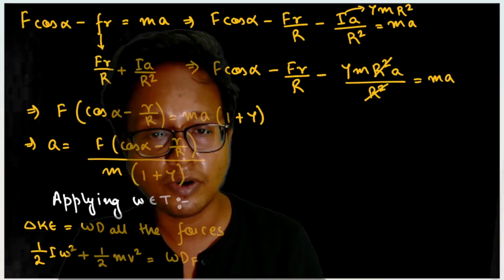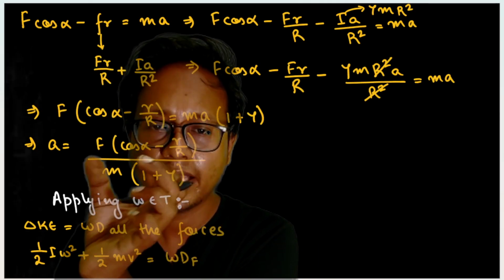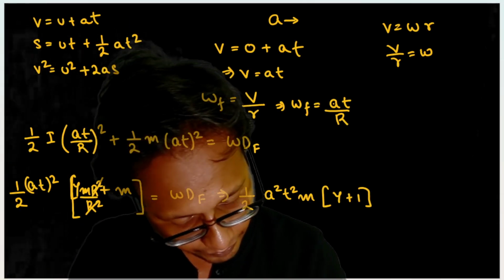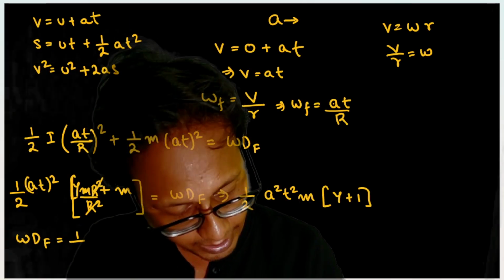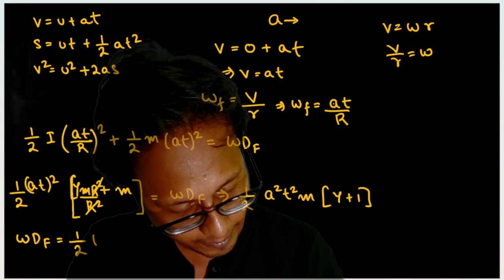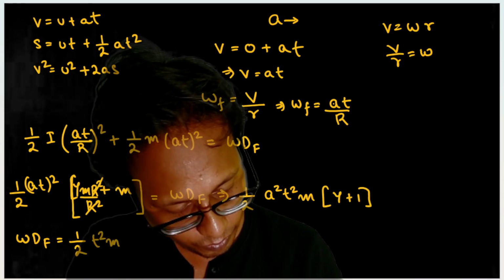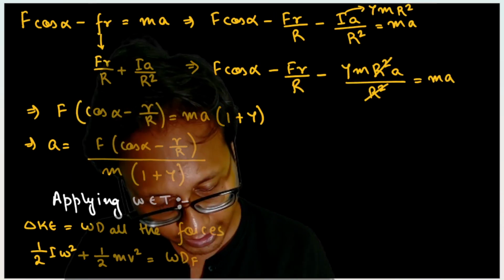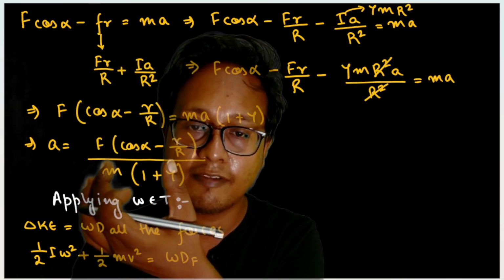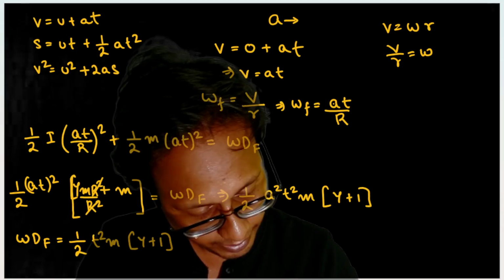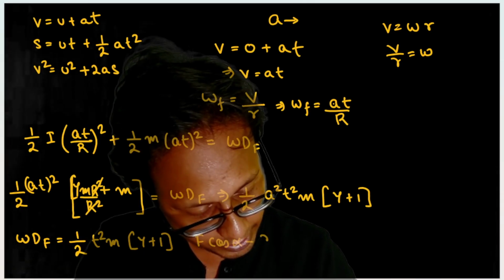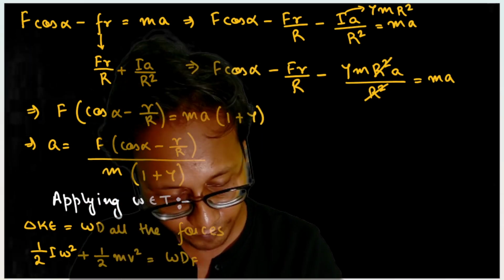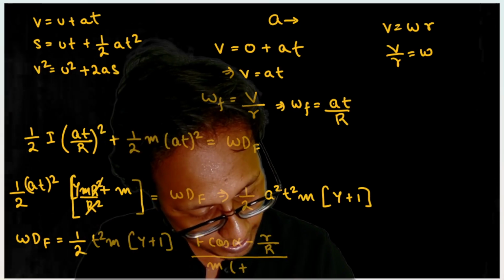Now let me just substitute the value of a. a is nothing but F cos alpha minus r by R divided by m into 1 plus y. So out here, work done by external force is nothing but half t square m into y plus 1. Now just write the value of a square out here. a square is nothing but how much? F into cos alpha minus small r by capital R, whole divided by m into 1 plus y.